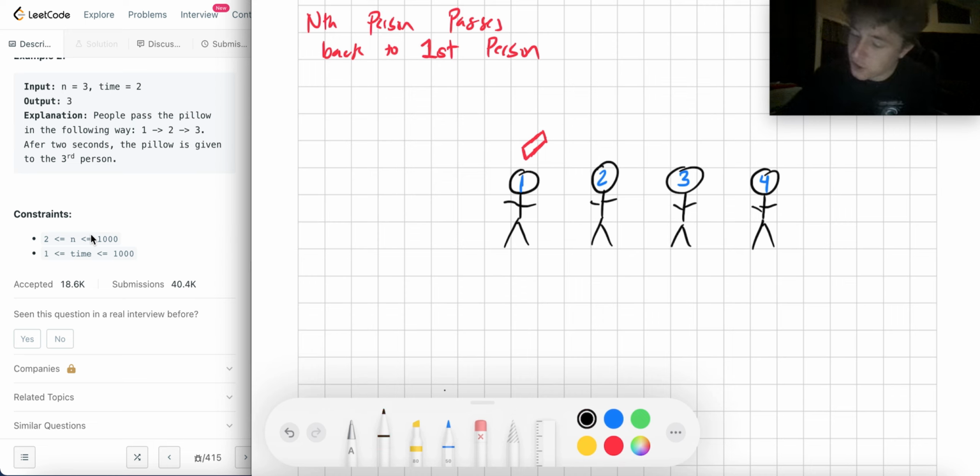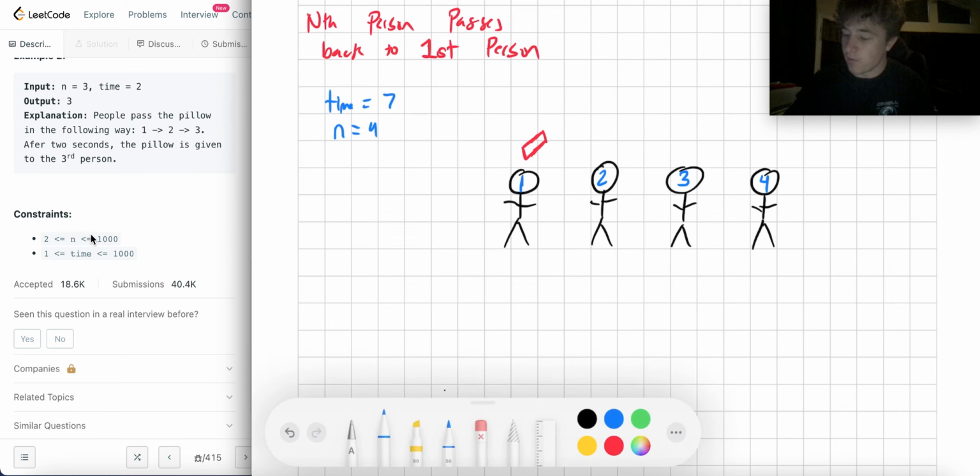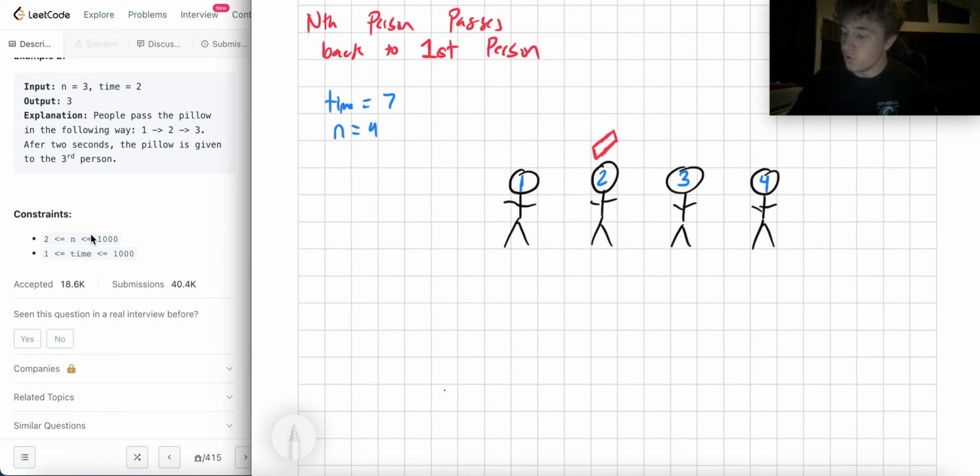So, for example, in this new problem, if we had time equals 7 and n equals 4, how would this work? Well, we could do the simulation again, right, where 1, 2, 3, but after 4 seconds, we're back. 4, 5, 6, 7, right? So in this system, if we lobbed it back all the way to the front, it would end with person 4, right?